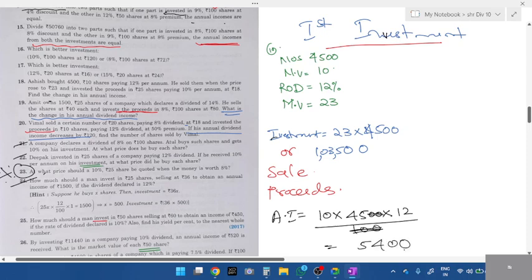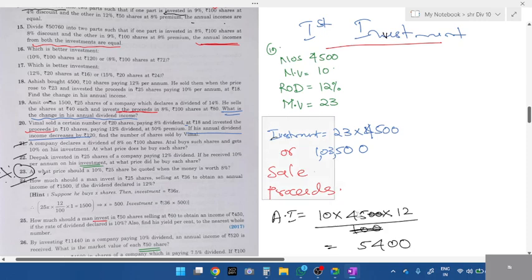Go through what I've written. That's it, enough. Don't waste your time revising this chapter. Shares and dividend is done. Only these type of questions you'll get. 5,400. Shall we start the next one? Second investment.